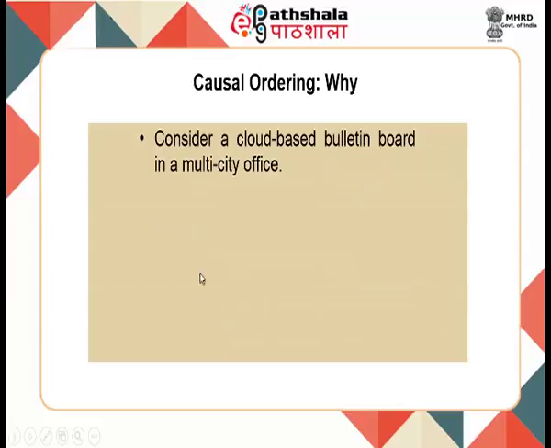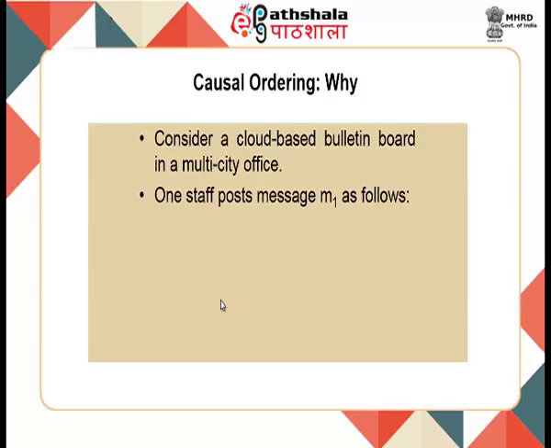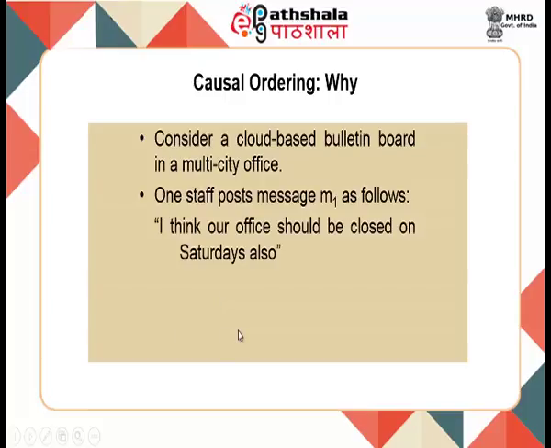So, why is it required? Say, let us consider a cloud based bulletin board in an organization that has offices in various cities. If one staff member makes a post, message M1, which says something like, I think our office should be closed on Saturdays also, this message will be delivered to all the people who are part of the bulletin board.